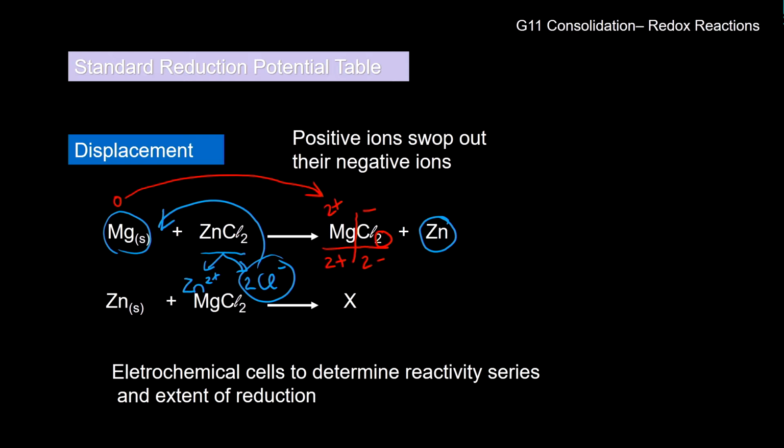We would expect then that the zinc would also change. Let's just go back to the magnesium for a moment. So if it's going from 0 to 2+, then it must be giving electrons away, and that must be giving 2 electrons away. So it gives 2 electrons away. So that is going to be the oxidation half reaction.